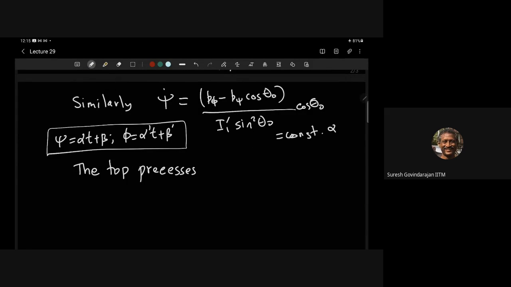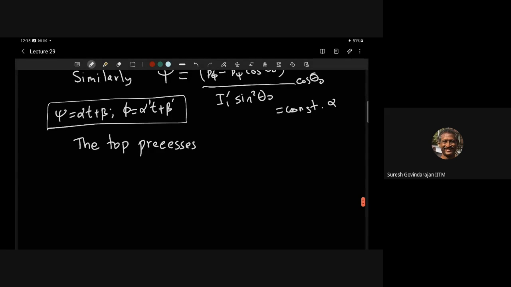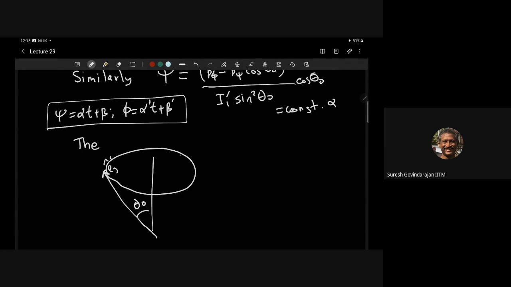Okay, so what happens is that when this happens, the top precesses, rather the axis. So if you look at the top, if you remember, this is the E3 prime axis, and this was the angle theta. If it is fixed to some theta naught, the only motion that can happen is this, right? That's all it can do.